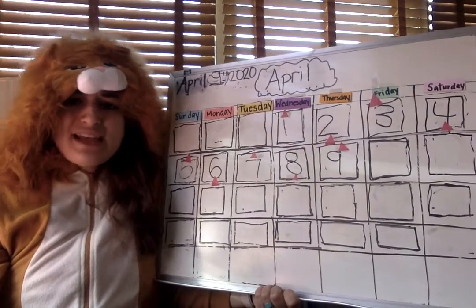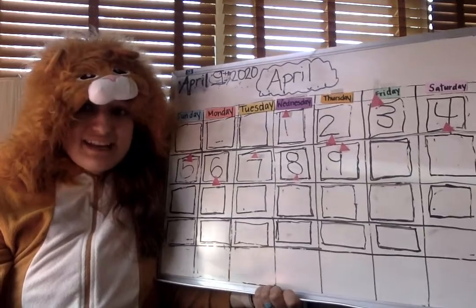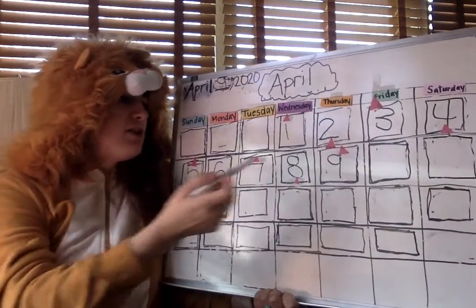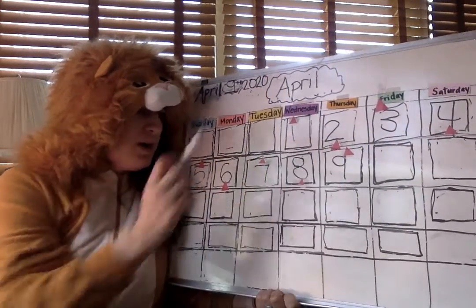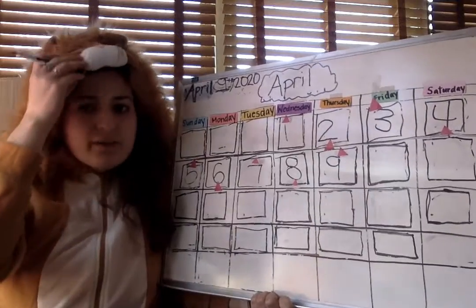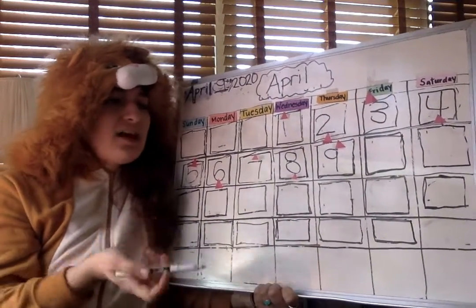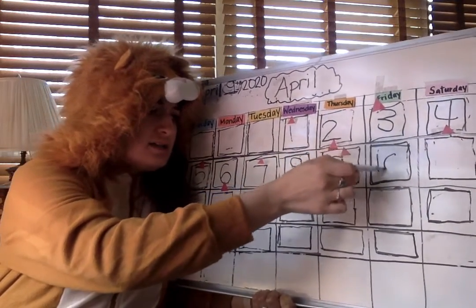So now I know it is April and the day is Friday. Silly me. The day is Friday, but what is the date? I'm going to look at my number and see that on Thursday, yesterday, it was the 9th. What comes after 9? What is one more than 9? 10. You are absolutely correct. And how do I write the number 10? A 1 and a 0.